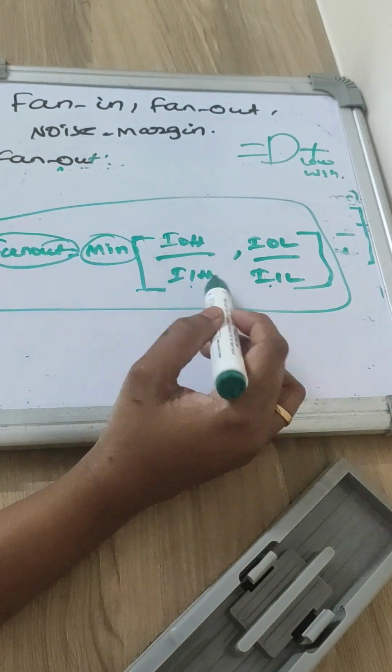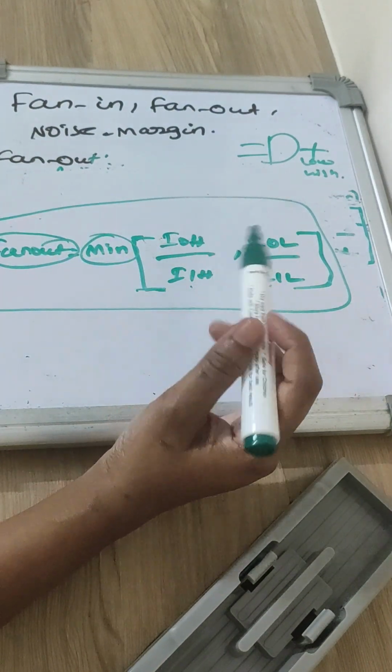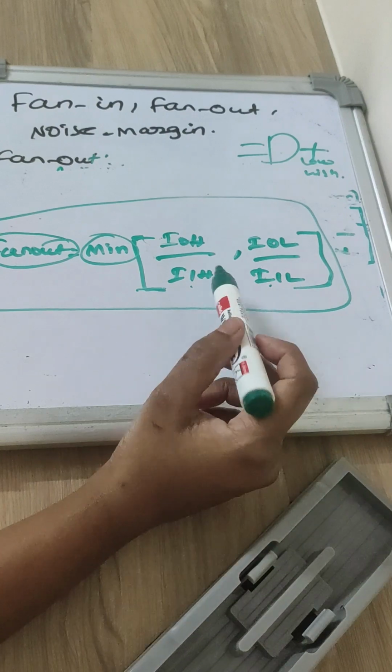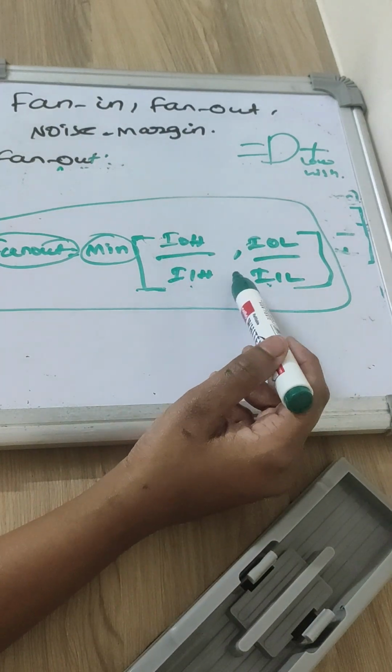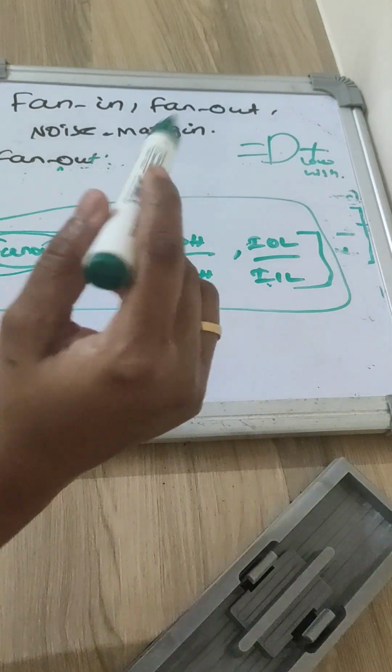The specification you will get from the datasheet of the particular device you are working on. From that you can calculate the fan out.